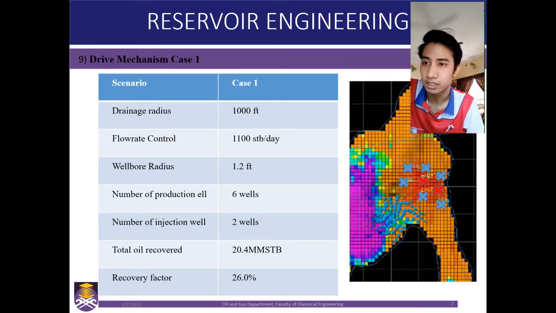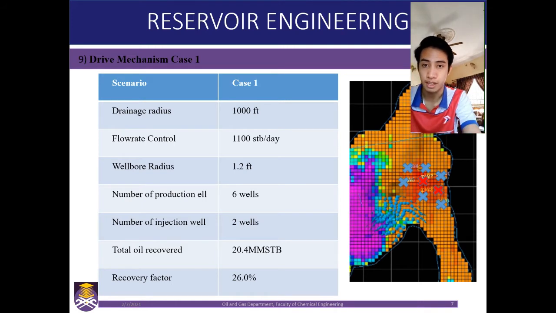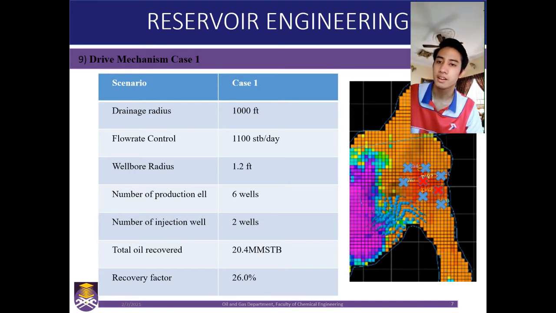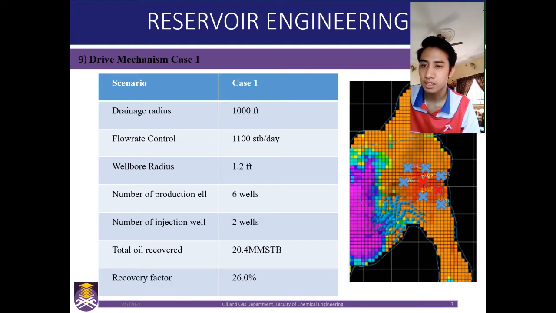And this is for the case 1, which is we put 2 water injection wells. The development of case 1 adds 2 water injection wells to the existing 6 production well. And this table shows the summary of the case 1, which is the drainage radius is 1,000 feet. The flow rate control is 1,100 STB per day. And still same for the production well, which is 6 well. And the number of injection well is 2. The total oil recovered is 20.4 mmSTB, and for the recovery factor is 26%.